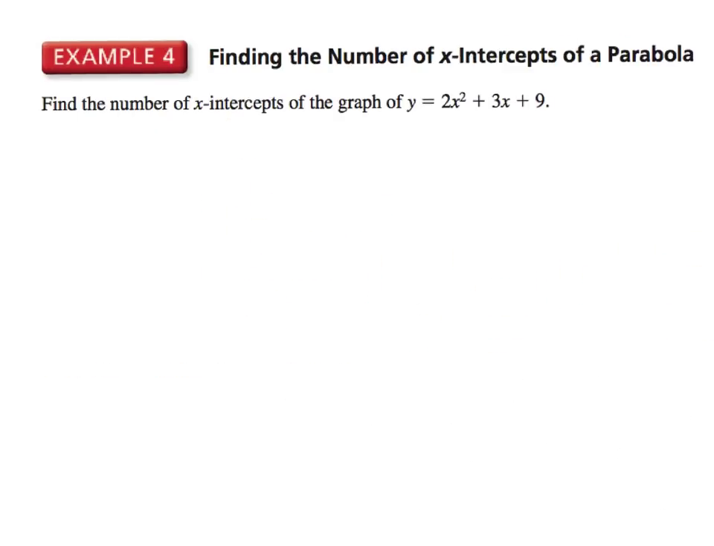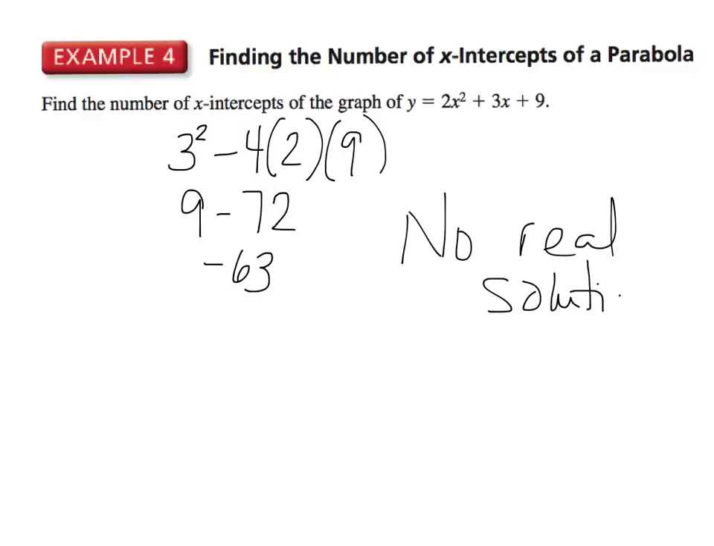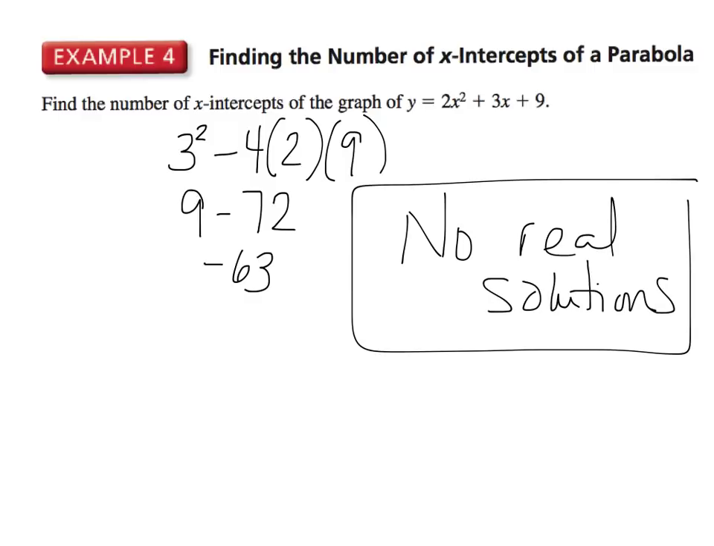There's a difference between finding the x-intercepts and finding how many solutions there are. So in this problem, how many solutions are there? So b squared minus 4ac. That is 9 minus 72. That gives me negative 63. This has no real solutions.